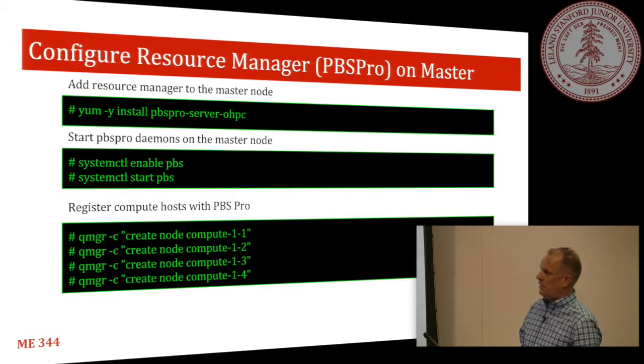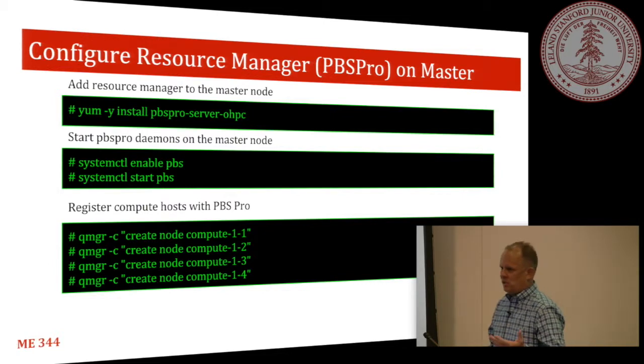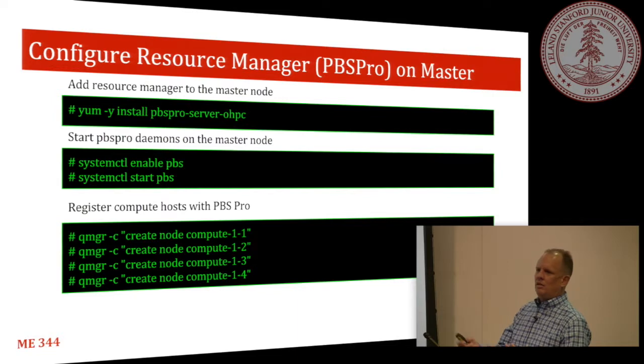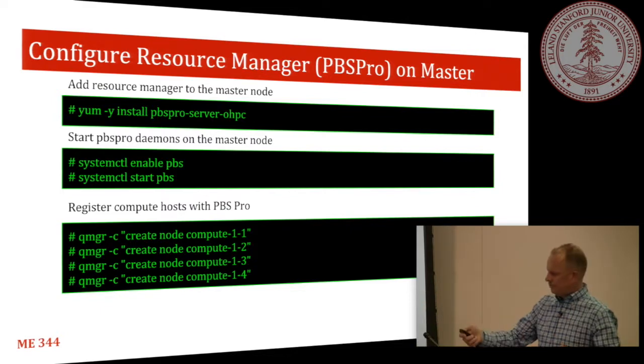Now you can also have extended attributes. Maybe you have a compute node that has a GPU on it, or a compute node that has a large amount of memory. You can define those attributes here, and that will allow people to request those resources with some different flag.